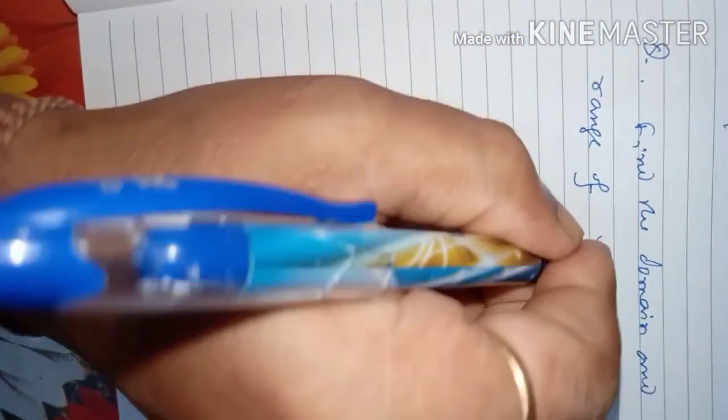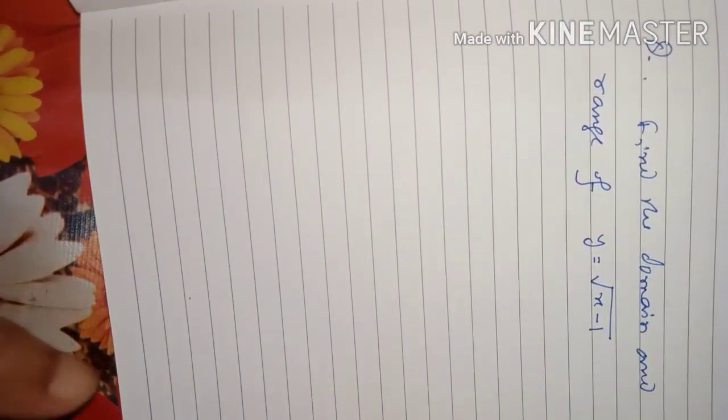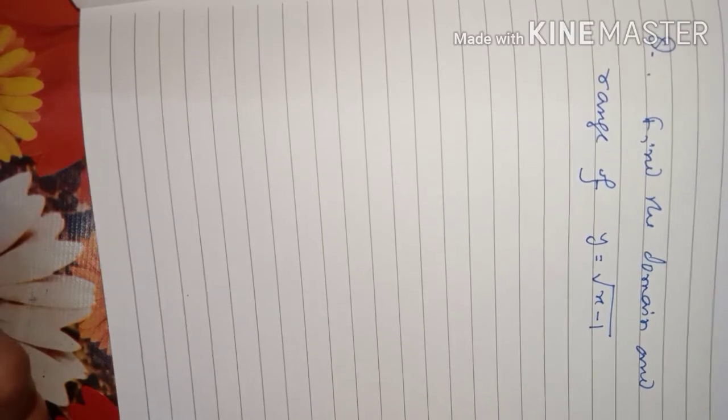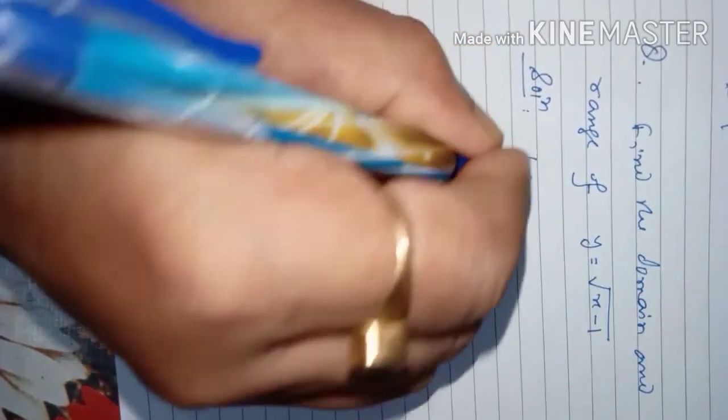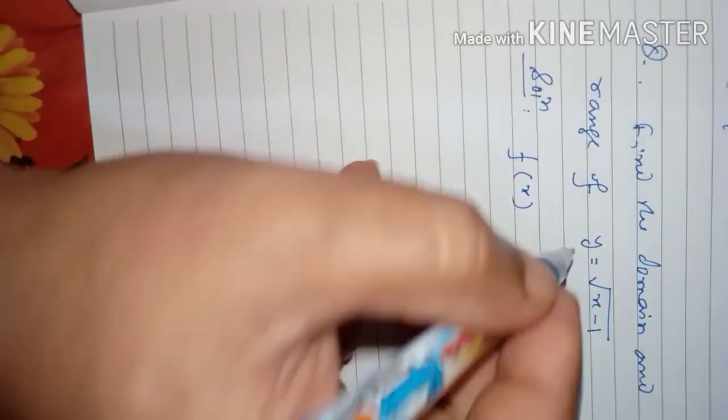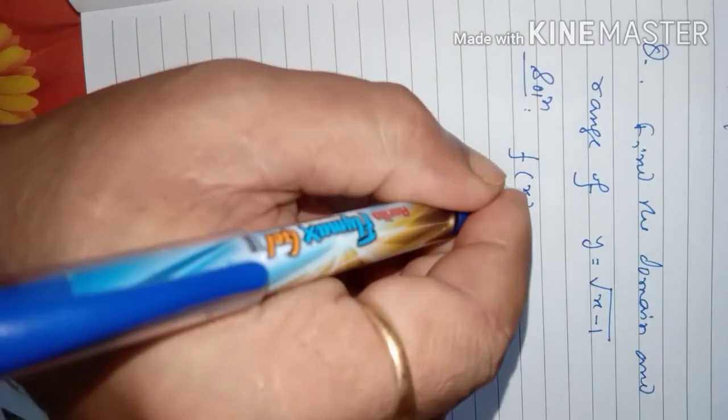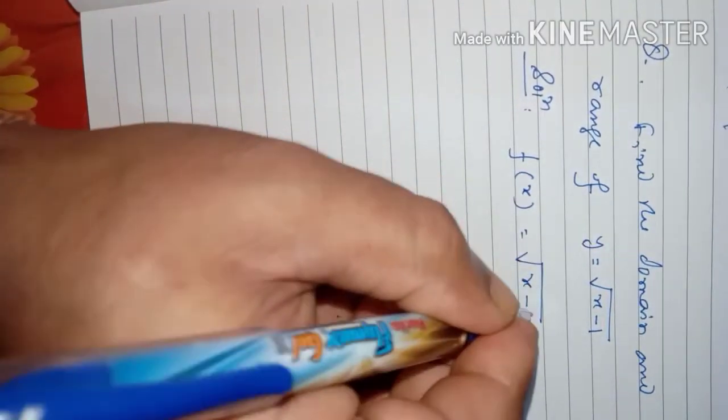Suppose you are given a question like this: find the domain and range of the function y equal to under root x minus 1. Domain and range of this function you have to find out. So you see, we have here f of x, which means y, f of x equal to under root x minus 1.